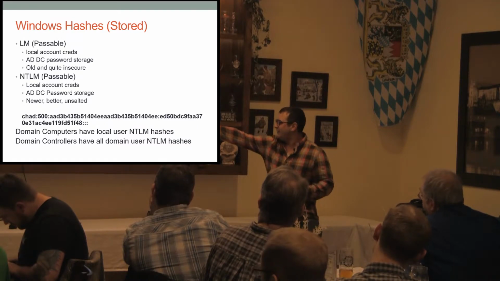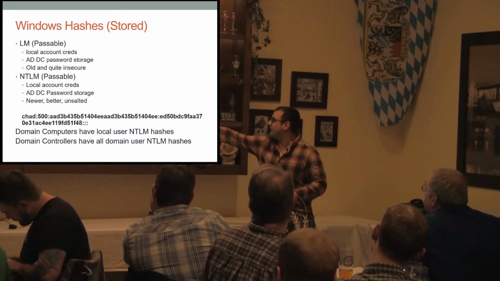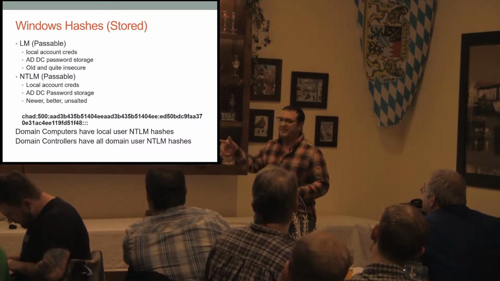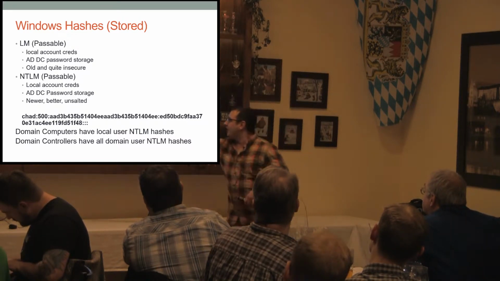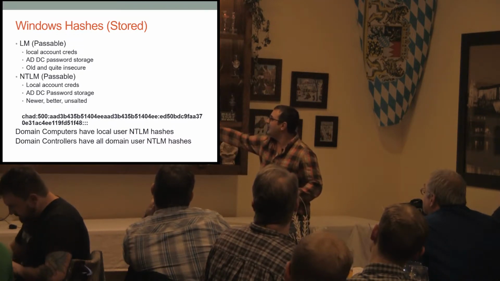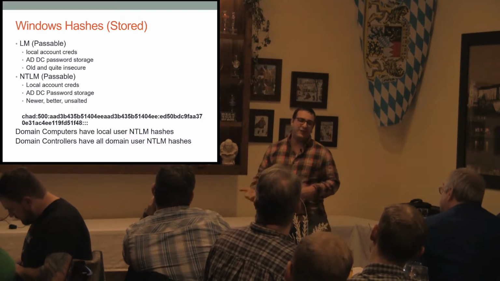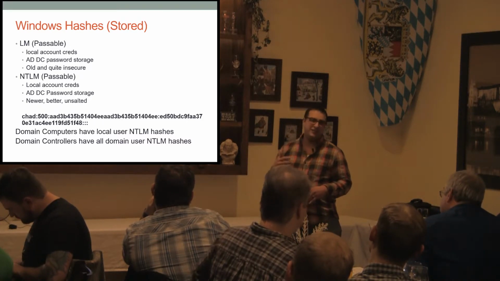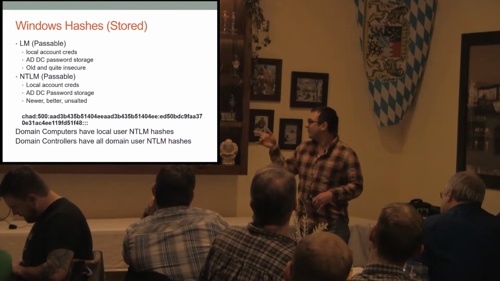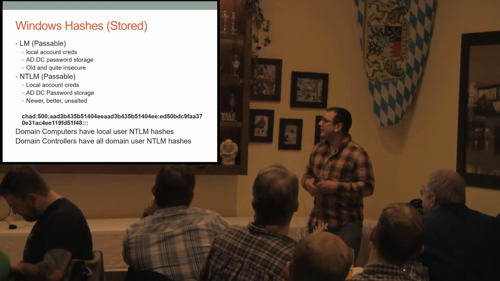This is for the local admin account, which is renamed Chad, and you'll see the LM hash here. And it's kind of hard to see probably from the back, but we have a colon here, and then you can see this hash value, and then you see the NTLM hash after that. And the first hash value that you see here, if you are watching this later, what you'll find is that actually means that there's no LM hash. That particular value means that the LM hash is empty.